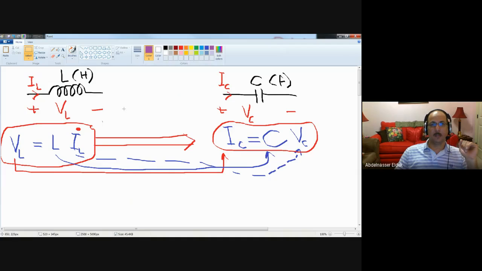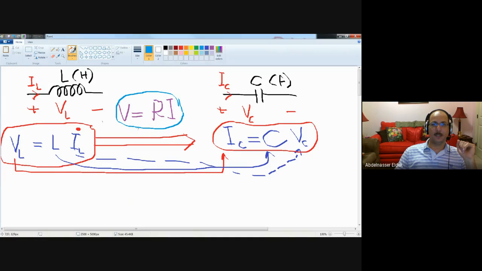So again, we start with the voltage. With Ohm's law, V equal I times R. Let us make I here and R here. There's no difference. The same. Okay, so this is Ohm's law. This is the law that we know.